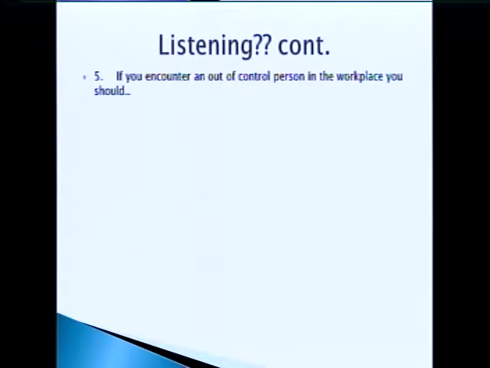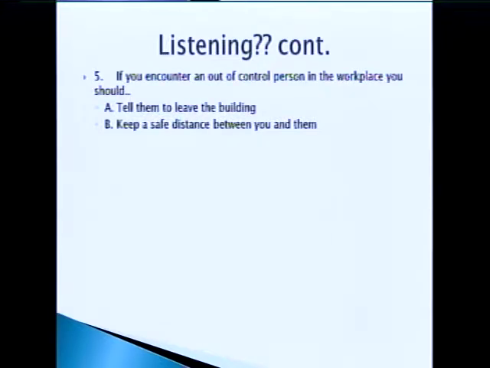If you encounter an out-of-control person in the workplace, you should: A, tell them to leave the building, B, keep a safe distance between you and them, or C, argue with them. Argue. The answer, of course, is B. Keep a safe distance and try not to inflame the situation.